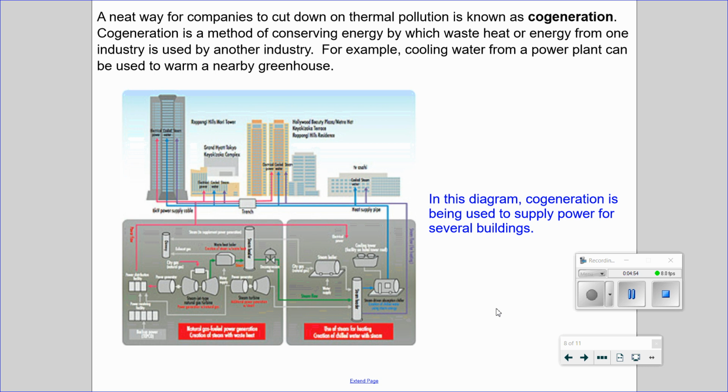A neat way for companies to cut down on thermal pollution is known as cogeneration. Cogeneration is a method of conserving energy by which waste heat or energy from one industry is used by another industry. For example, cooling water from a power plant can be used to warm a nearby greenhouse. When I'm finished speaking, you might want to put the video on pause so you can get a closer look at this diagram, in which we can see that cogeneration is being used to supply power for several buildings.